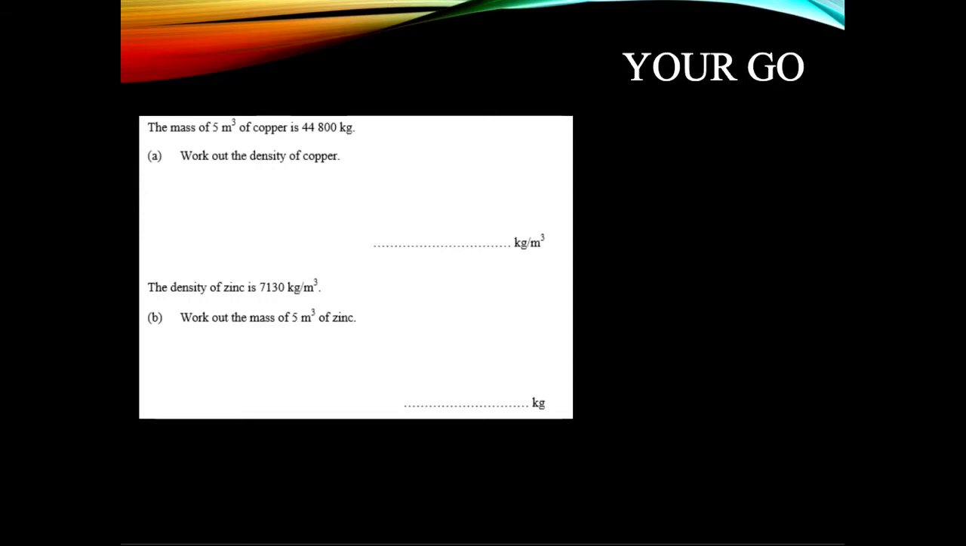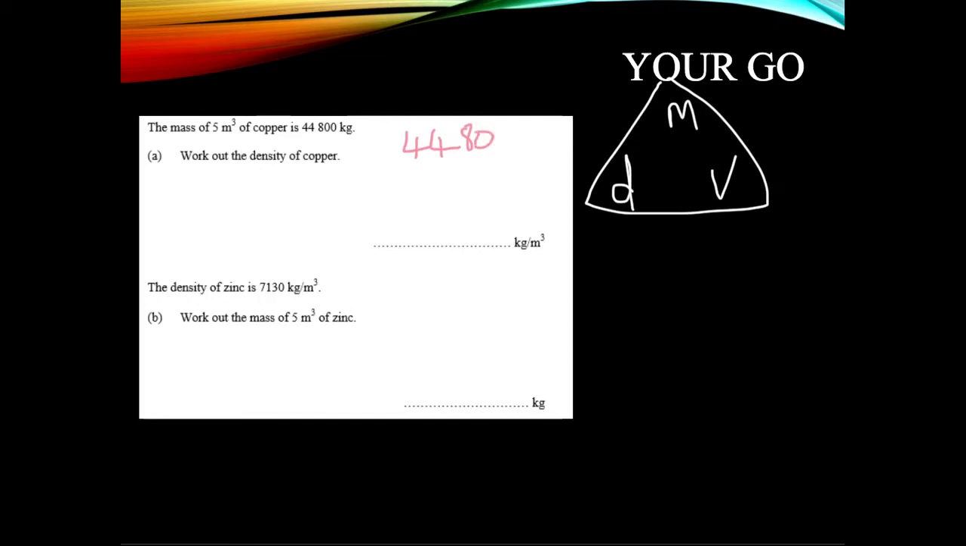Okay, so hopefully the first thing you've done is density is mass divided by volume. We'll use our triangle to help us work these out. First of all, we're working out density, so we're working out this one. We're going to do mass divided by volume. We've got the mass here and we've got the volume given straight away. So all we need to do is 44800 divided by 5, and that will tell us our density.